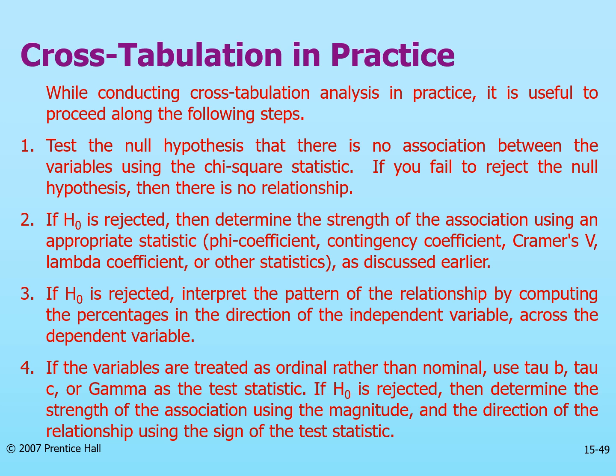Using the chi-square test, if you fail to reject the null hypothesis, then there is no relationship. It means that the null hypothesis is accepted. If H0 is rejected, then determine the strength of association using an appropriate statistic.